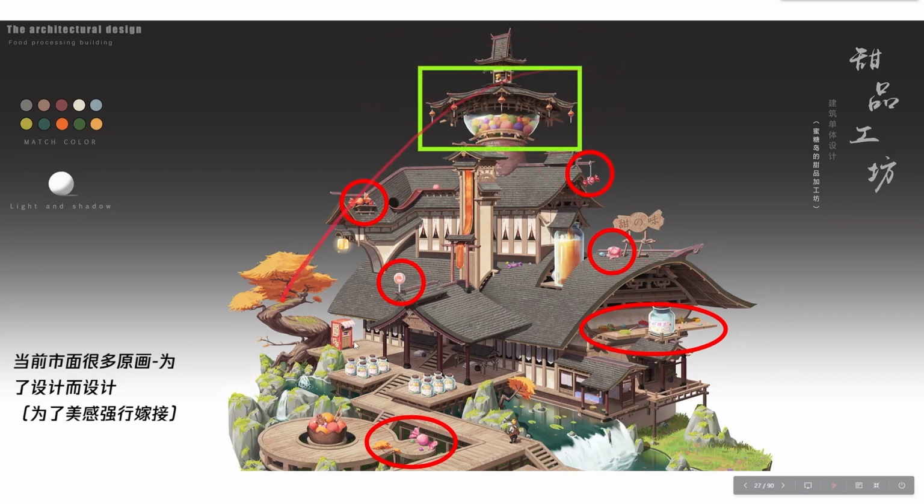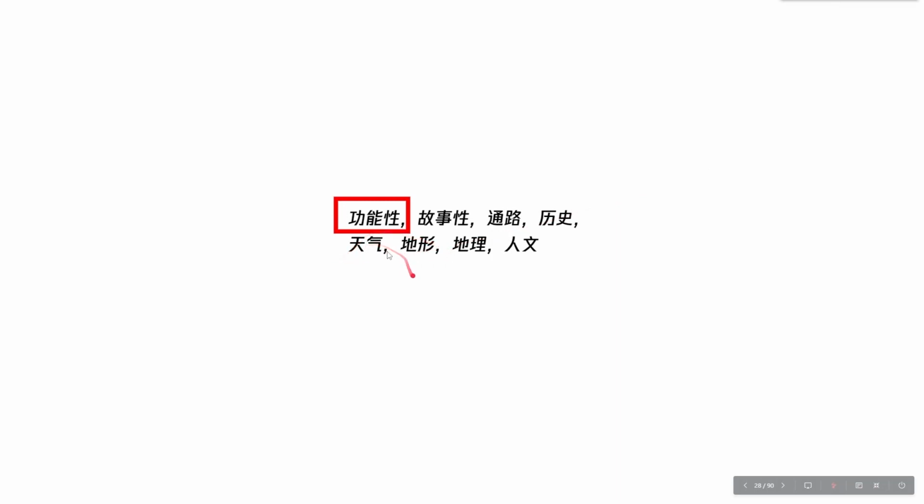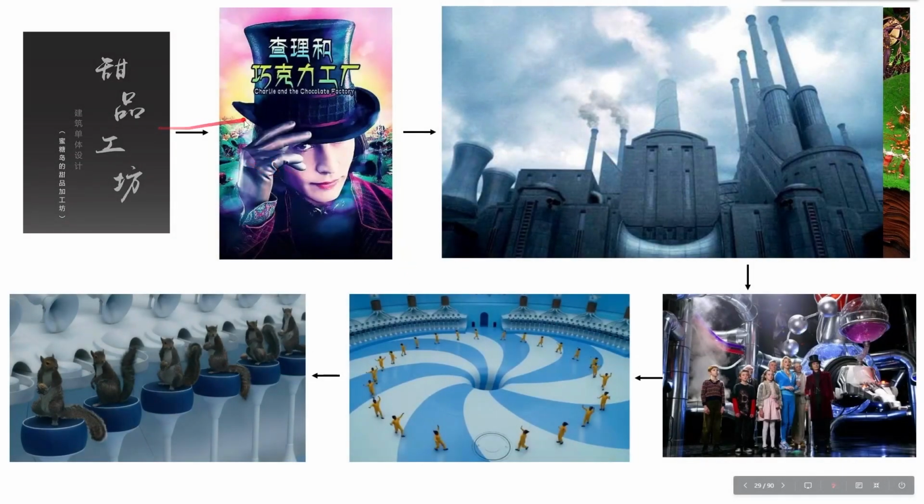There is also a point I like in this design, which is the top part. There is a candy jar-like element there. It lets you understand this is a place about candy, which I like. But let's talk about the functionality. This is a candy workshop.